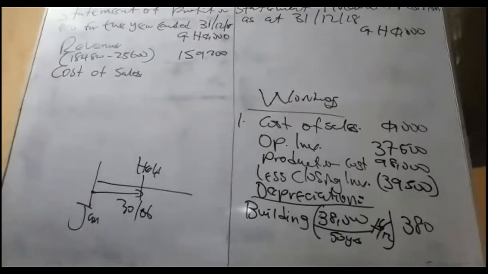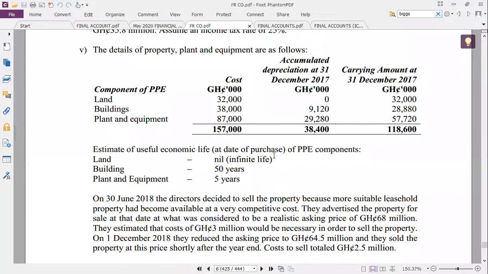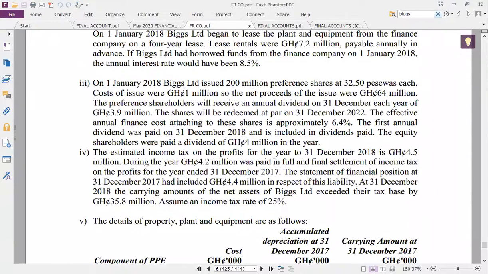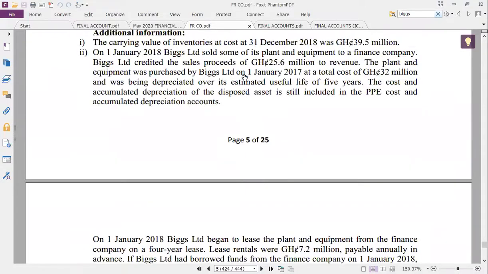So it means that we have to take our time and go through that note again. They said that some of the plants were what? So let's see. That's note 2. We are looking for the cost of the plant that they disposed of. Originally, it had cost 32 million, right? So that means for the existing one, you have to take 32 from the entire plant. So let's take it again.